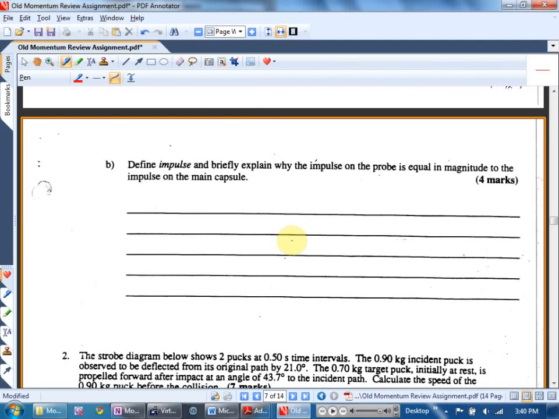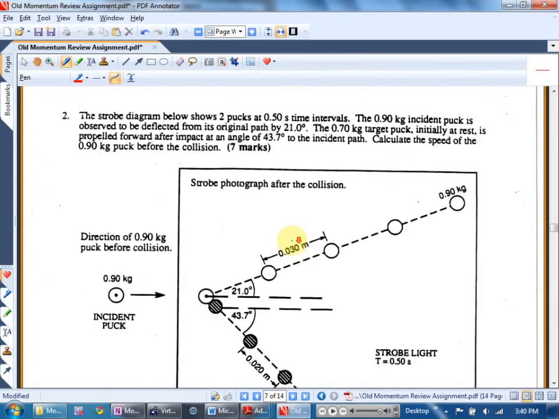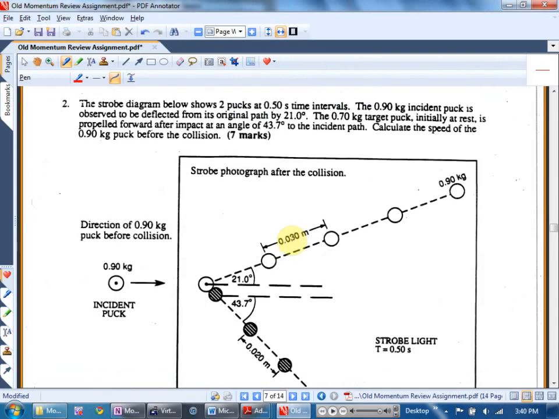Hey, another one of those. This one was a bit trickier because they didn't give you any velocities. Instead, they told you how far it traveled and how much time. So you actually had to calculate this velocity first. That was overkill, I thought.